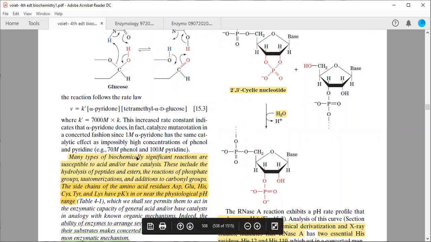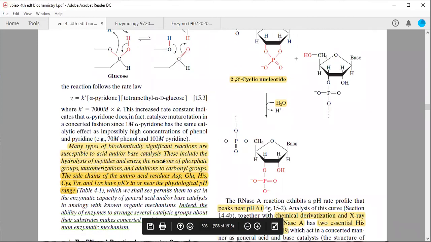So many types of biochemically significant reactions are susceptible to acid as well as base catalysis. These include hydrolysis of peptide bonds and esters, the reactions of phosphate groups, tautomerization reactions, and the addition of carbonyl groups. All these reactions follow this trend of acid-base catalysis.